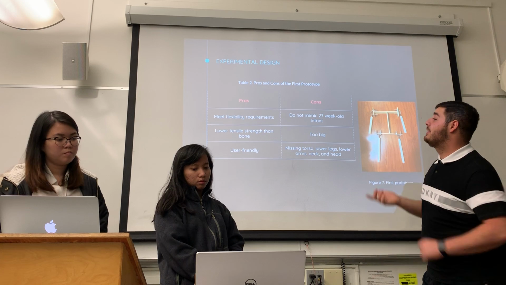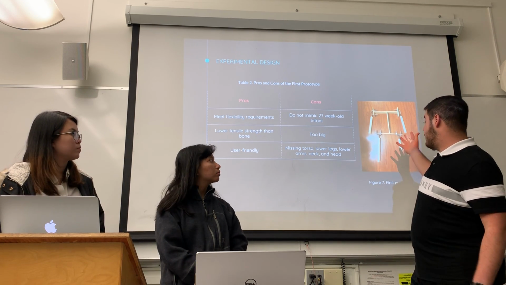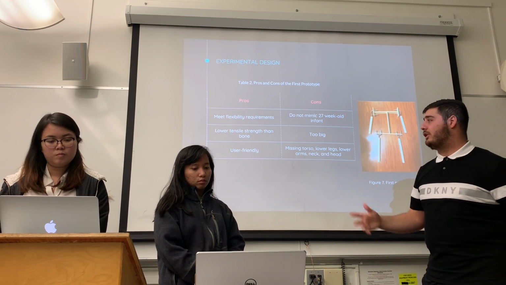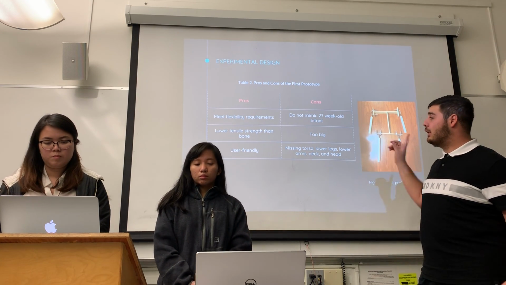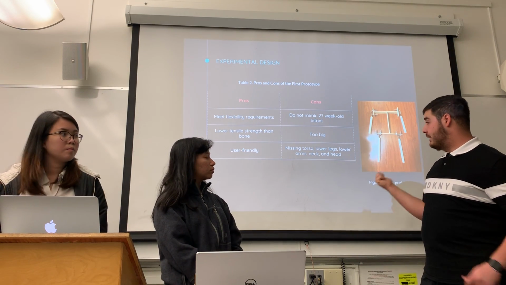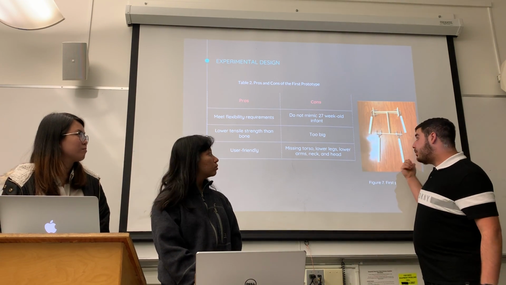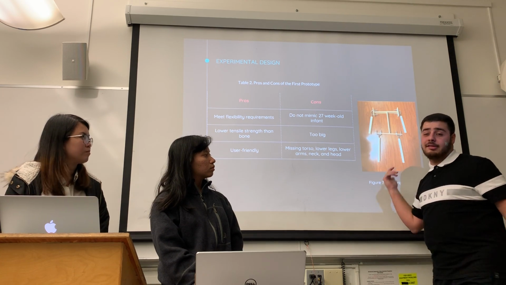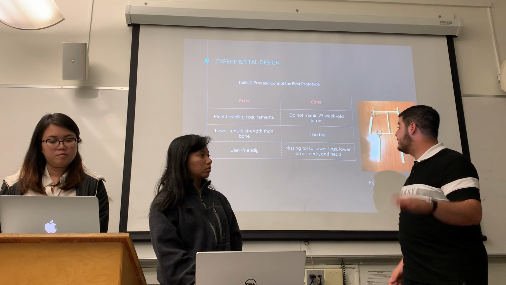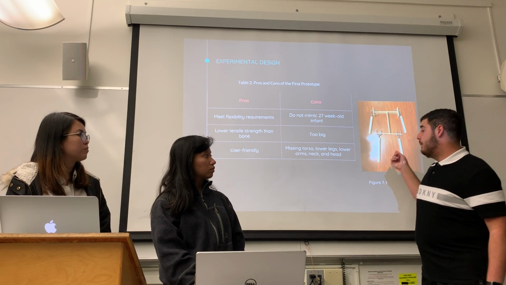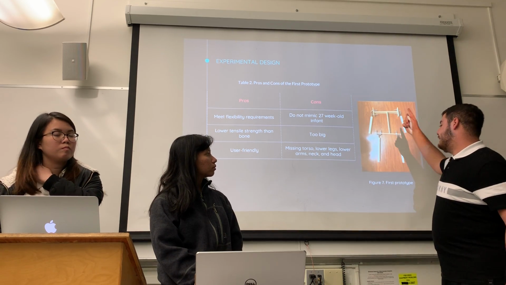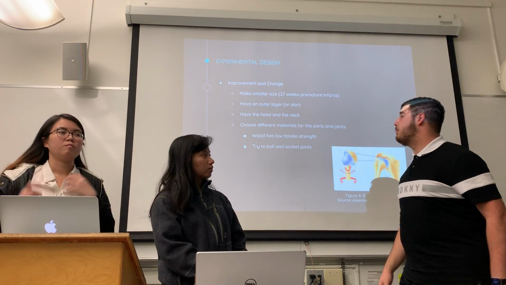And then for the experimental design, firstly, our prototype met the flexibility requirements because we did the preliminary data on flexibility requirements, and it had a lower tensile strength than the bone, which is good, and it's user-friendly. The disadvantage of this is it does not mimic the 27-week baby. It should be a lot smaller than this. It should be palm size, and it's missing a torso and the lower leg and the neck and the head. We should be adding that before our second prototype.